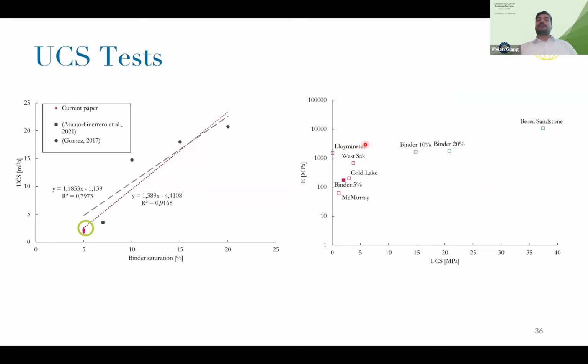Here you have Lloydminster, here you have McMurray, Cold Lake. They are here in this range. This is UCS against your modulus, and you can see that here is our sample. So now we have a sample that, at least in the elastic behavior, behaves quite closely to those reservoirs.